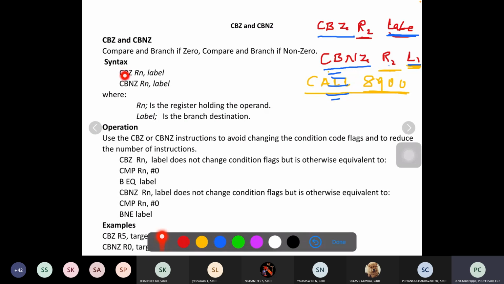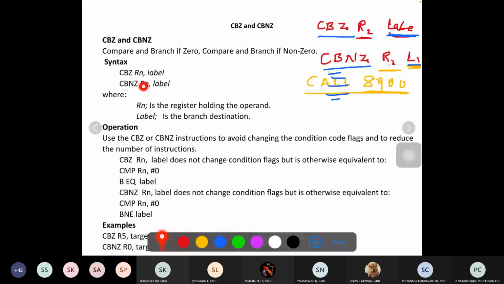Now, the syntax is written CBZ Rn, label. If Rn equal to 0, goes to this label. If Rn is not equal to 0, go to the next instruction. Similarly, CBNZ, compare and branch if not equal to 0. If Rn equal to 0, next instruction. If Rn is not equal to 0, goes to label.